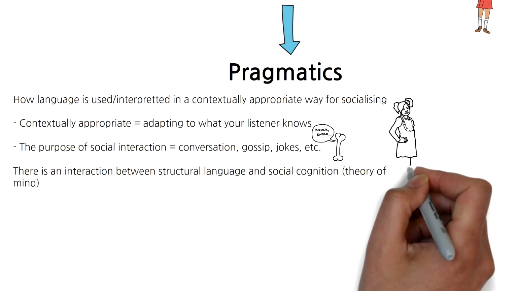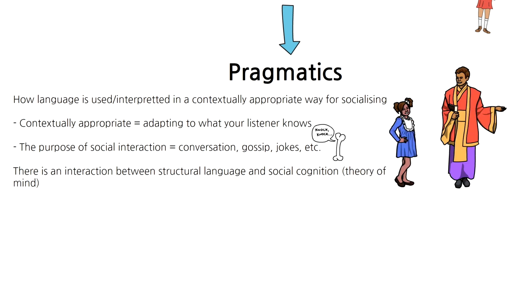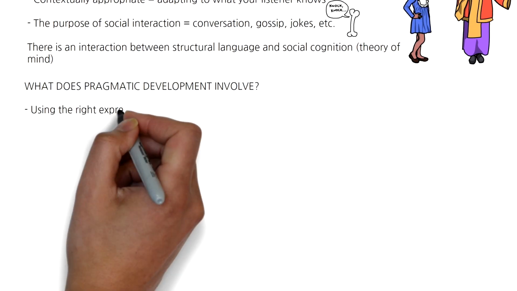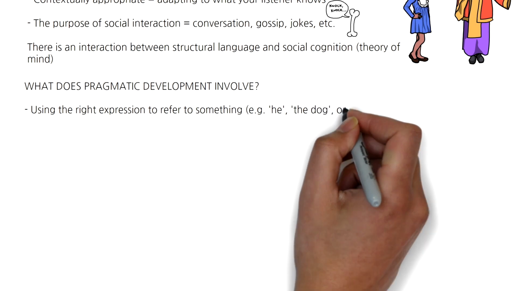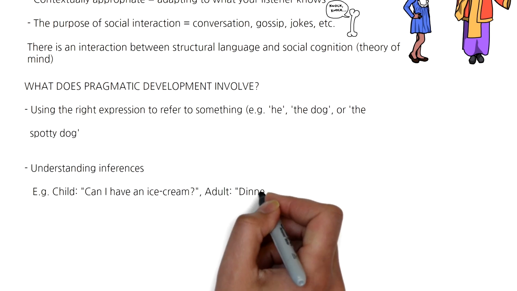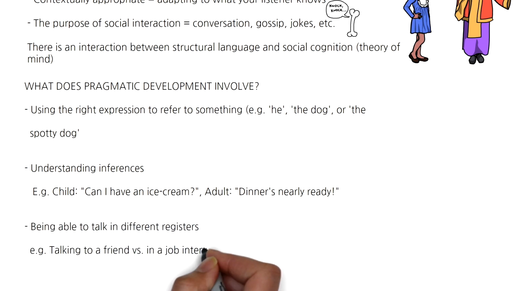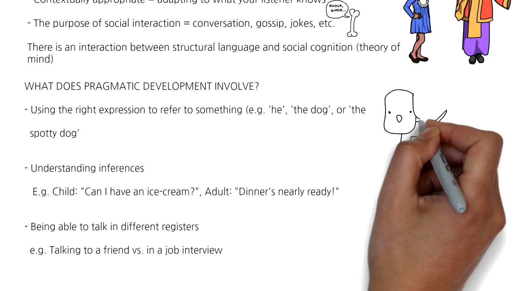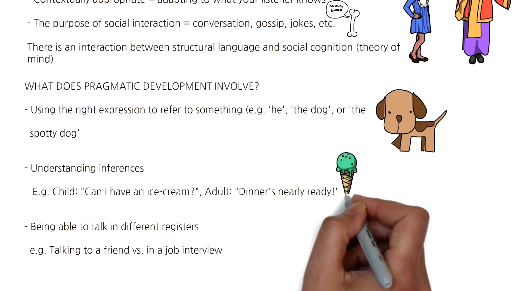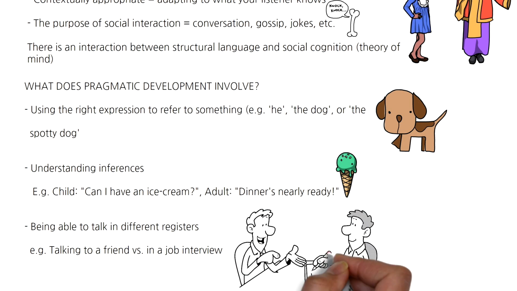There is an interaction between the structural language that is used and the social cognition through theory of mind. So developing pragmatic skills include using the right expression to refer to something, for example, choosing between "he" versus "the dog" versus "the spotty dog". Understanding inferences, so for example, if a child said, "can I have an ice cream", and the adult said, "dinner's nearly ready". And being able to talk in different registers, for example, the way you would talk to a friend versus in a job interview.